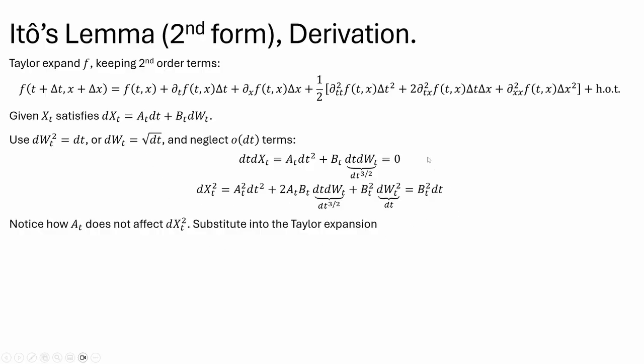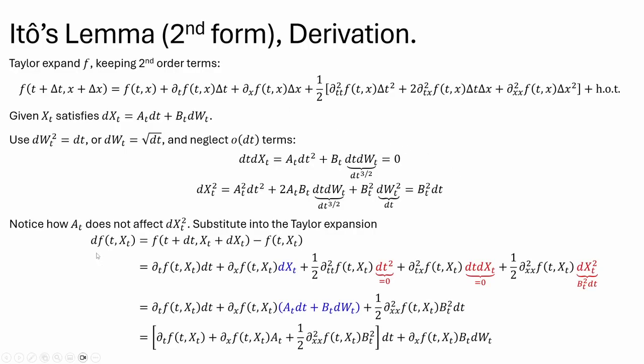And now we're just going to substitute these into the Taylor expansion and get the following. The increment df of t and x_t is defined as f of t plus dt, x_t plus dx_t minus f of t and x_t, which is just the sum of the linear terms and the quadratic terms in our Taylor expansion. For the quadratic terms, only one term survives, and for the linear term with dx_t, we simply substitute the SDE for x_t. And then collecting the terms gives the Ito's lemma. Pause the video or go to the link for the slides to check the details in this derivation.